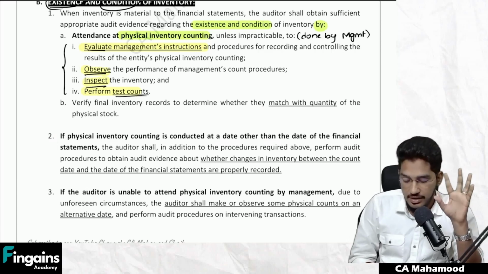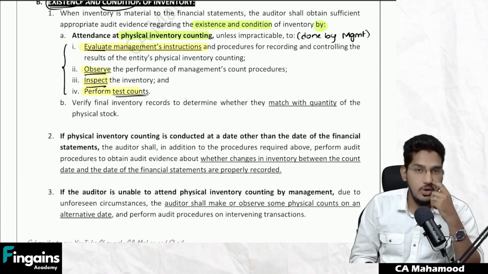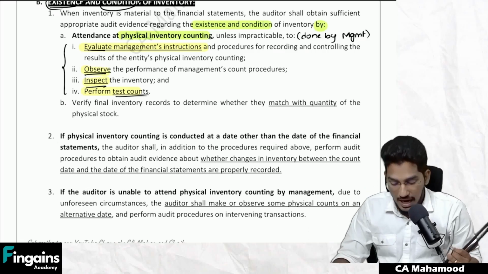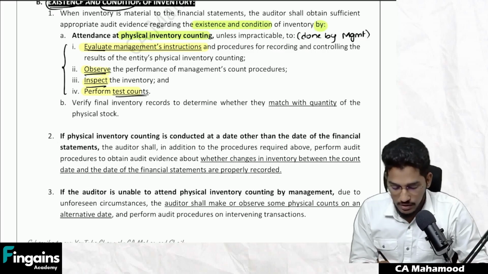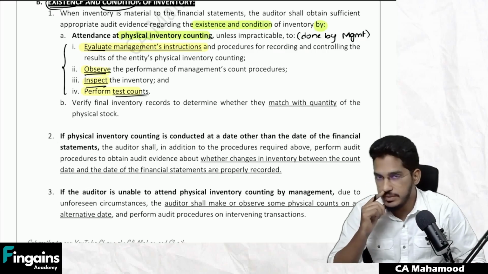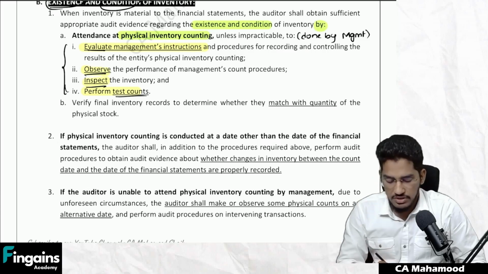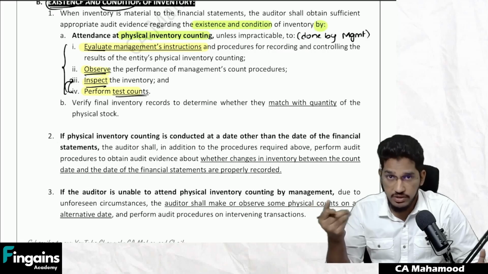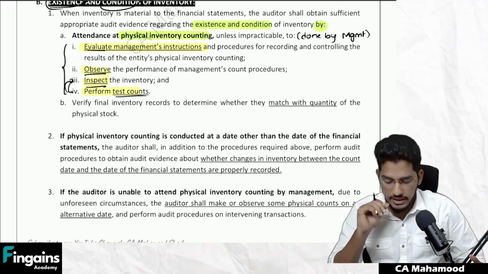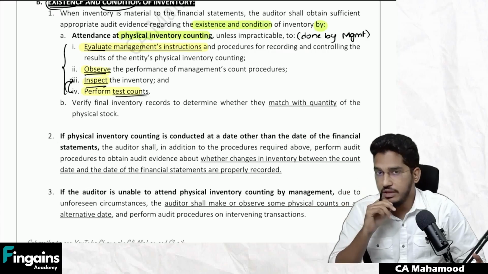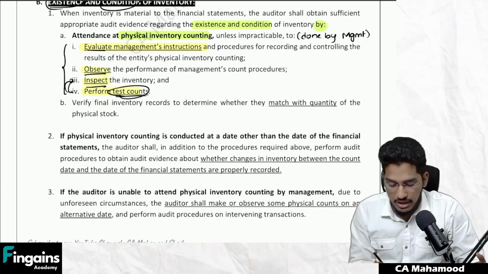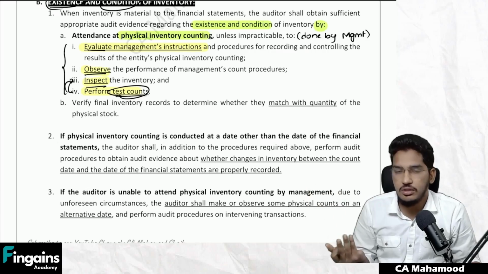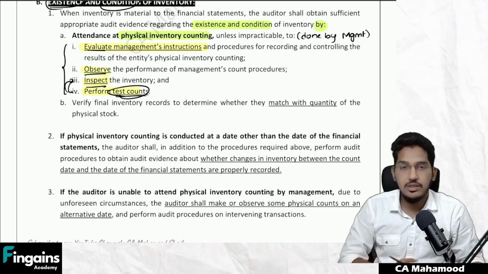See how crazy ICAI is. They are even expecting you to remember the order, which I believe is one of the most ridiculous things ICAI can do. And I will even argue, okay sir, first I will go and evaluate the management instructions. Then I will sit and observe. First I will do the test count. Then I will inspect the inventory. Have I done something wrong? Did I commit any crime if I change the order? First I evaluated the management instructions. Then I observed the inventory counting. Then first I performed test counts. Then I did the inspection of inventory. Did I do something wrong there? Definitely not. But still, you have to write everything in the same order.